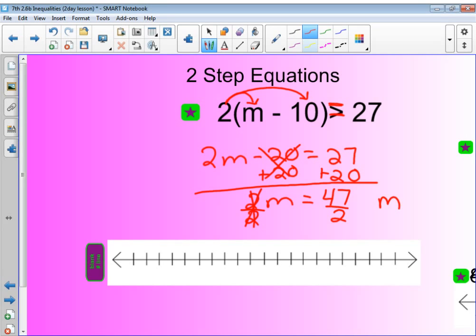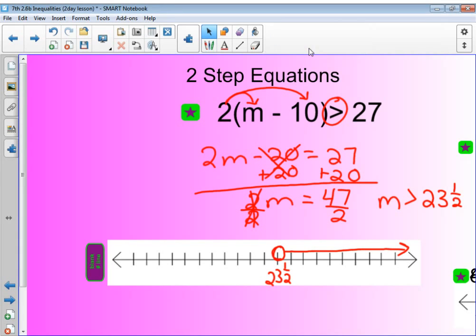So m is greater than, because that's what my original inequality symbol was, 23 and a half. And if you would rather use the decimal form, that's okay. So here's 23 and a half, and an open circle, because m is the one being eaten, greater than. So my arrow would go that direction.